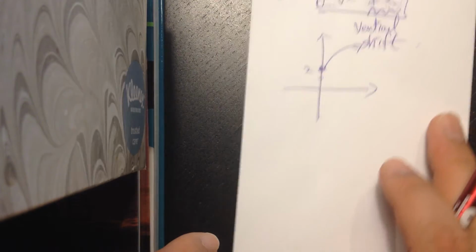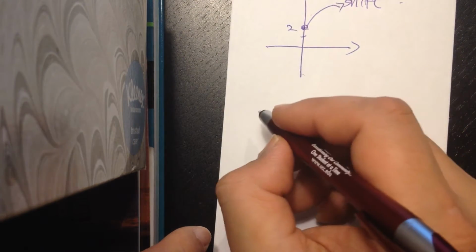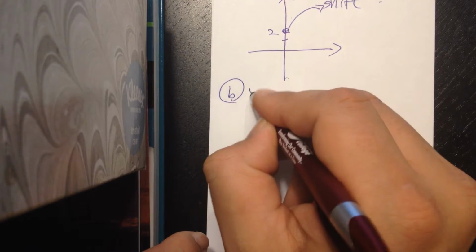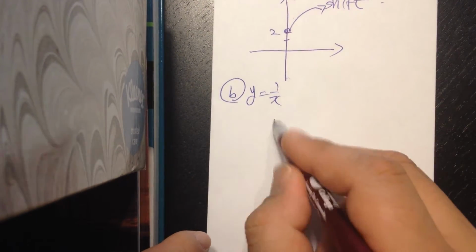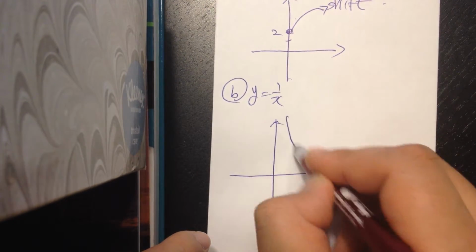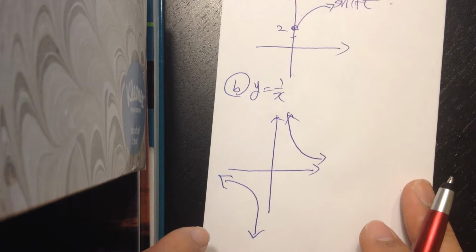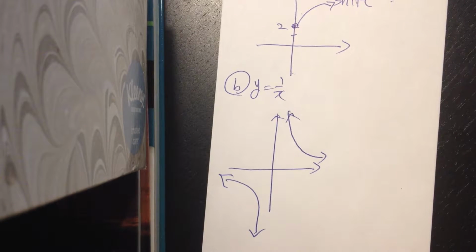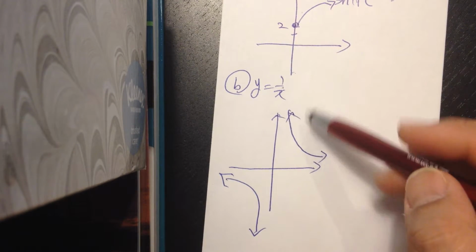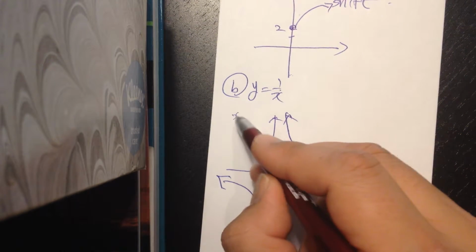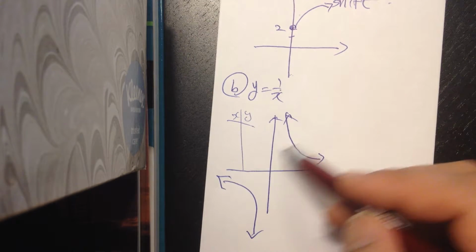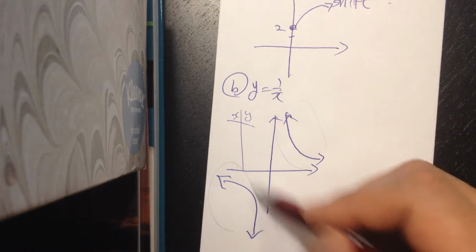Okay? B is also very important. Very popular. 1 over x. You just have to know it, and part of the way we analyze this function is by using obviously an xy table, right? And you'll be able to come up with this quick sketch.